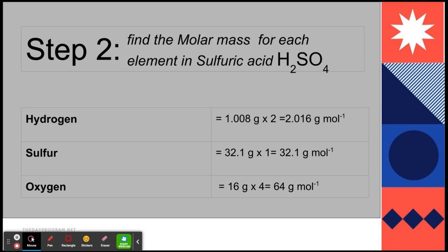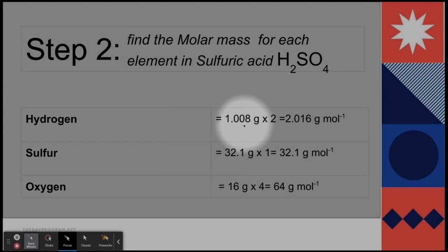And we are simply going to find the molar mass for each element. So, for example, hydrogen, the atomic mass is, and there are two, we multiply, and this is the molar mass for hydrogen. Sulfur, this is the atomic mass, multiply by 1 because there's only one, which we don't really need to multiply because we know that, but just for visual sake. And oxygen, 16 grams, there's 4, multiply. So 64 grams per mole is oxygen's molar mass, sulfur's molar mass, and hydrogen's molar mass.